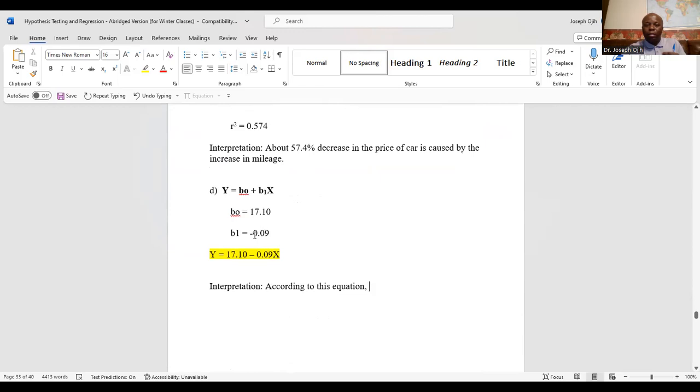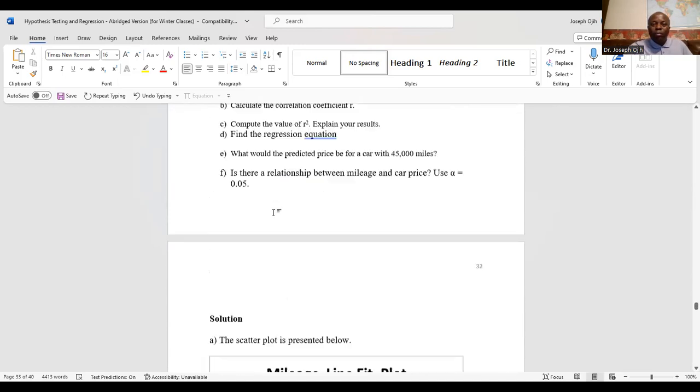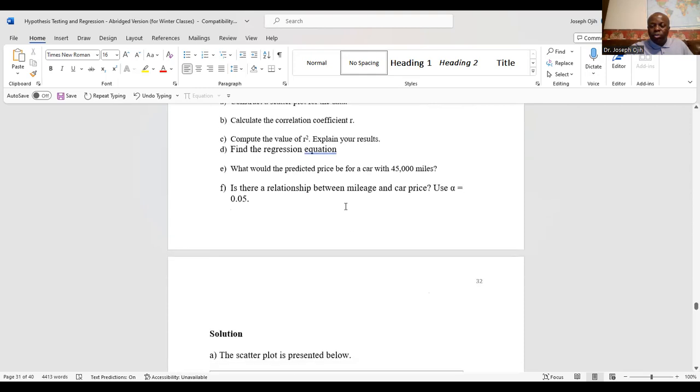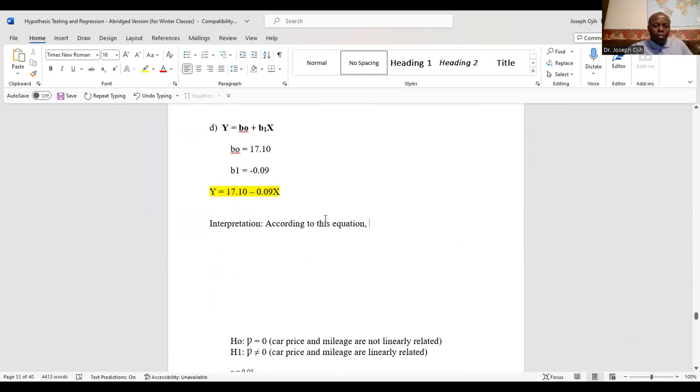So everything is like here, we have 17.1, that means 17,100. So everything is in thousand. But to make the calculation simple, I just removed the zeros. It said here, prices in thousands. Mileage is also in thousands. So does that answer your question? Yes, thank you. You're welcome.